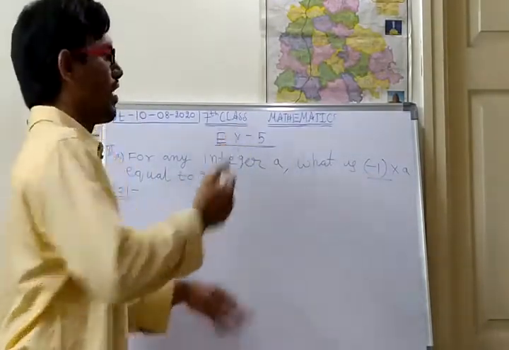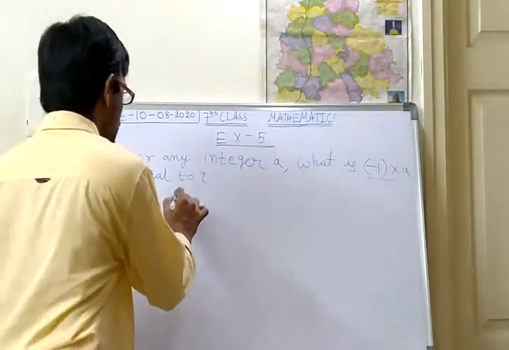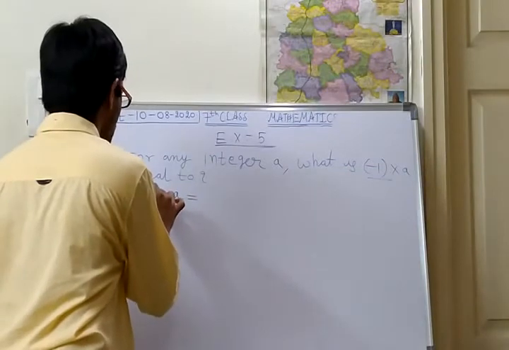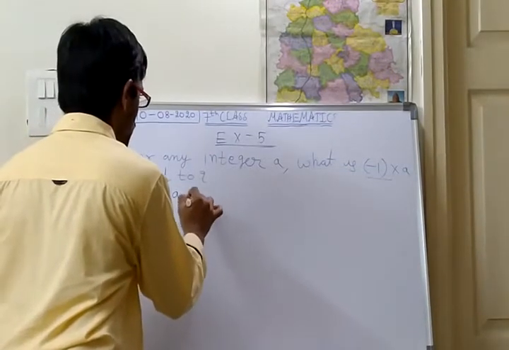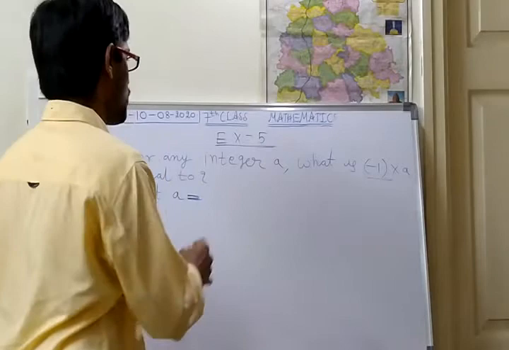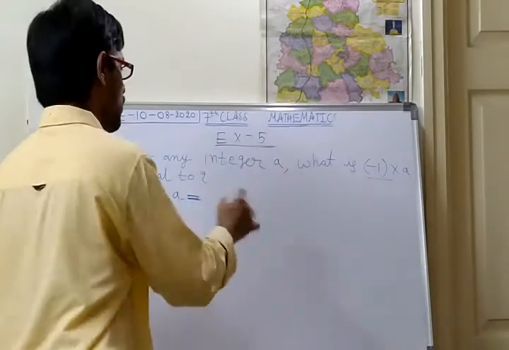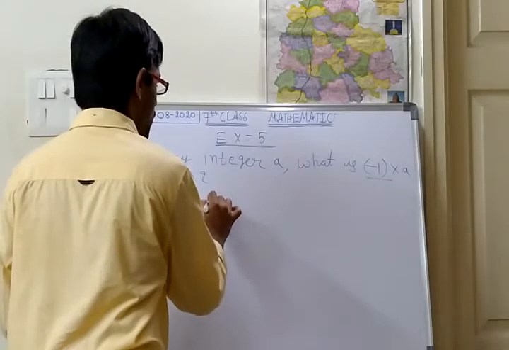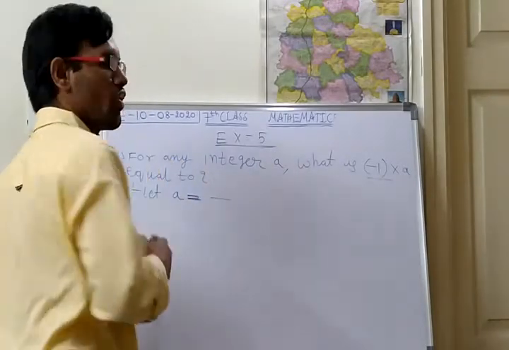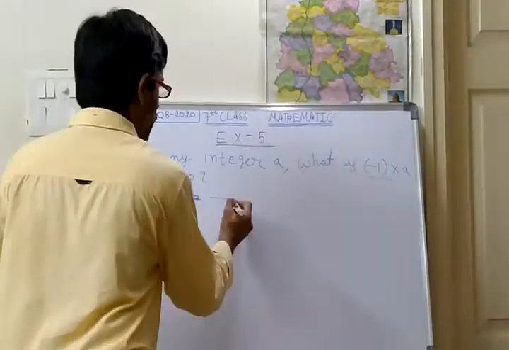So take any integer a. Suppose a is equal to anything, either positive or negative. I am taking negative. Positive you can know very easily. So negative I am taking.